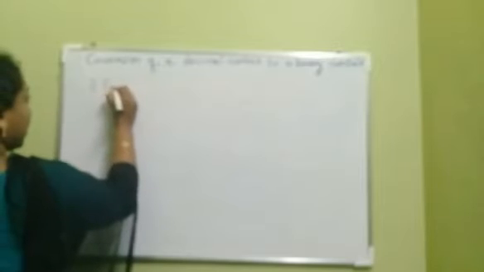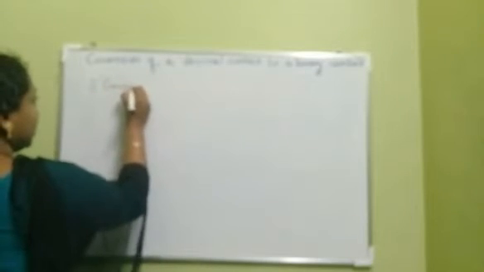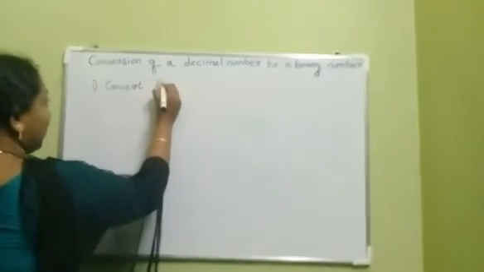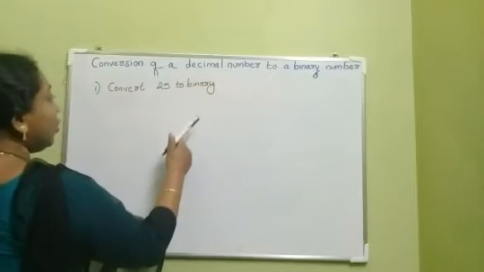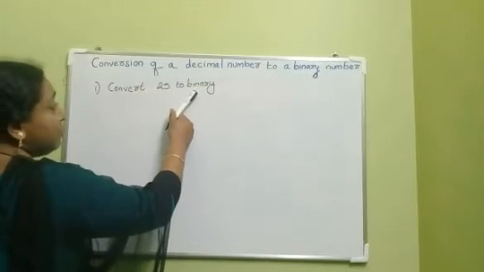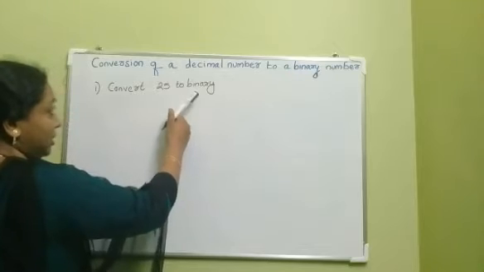First question. Convert the decimal number 25 to binary. We know that the binary number system deals with only zeros and ones.